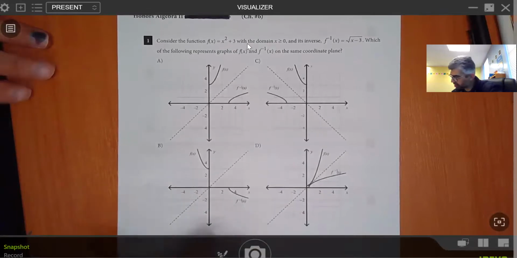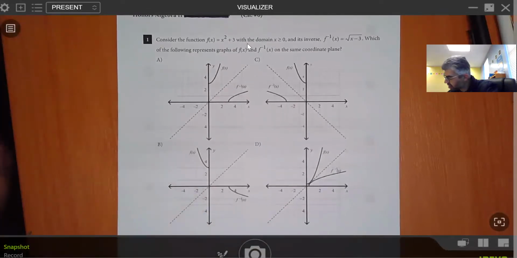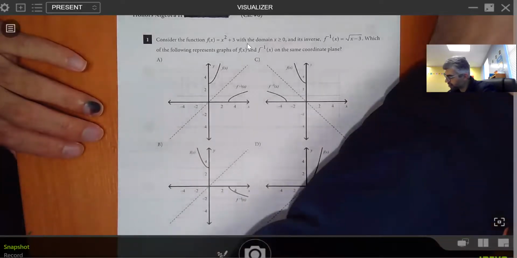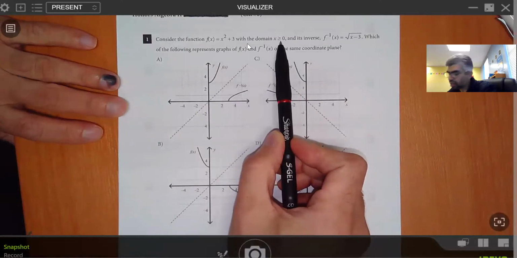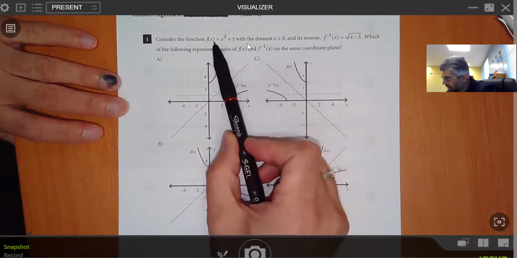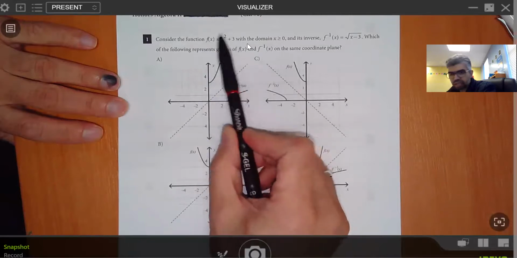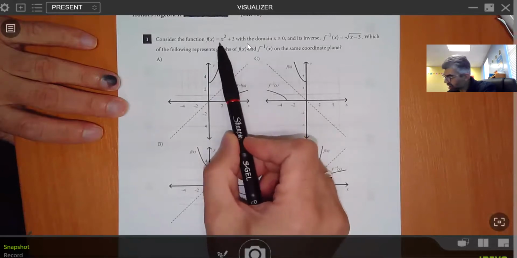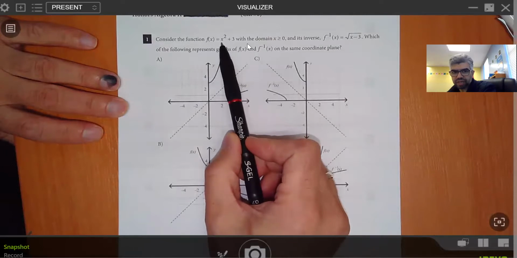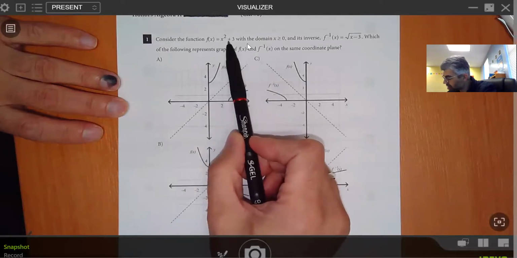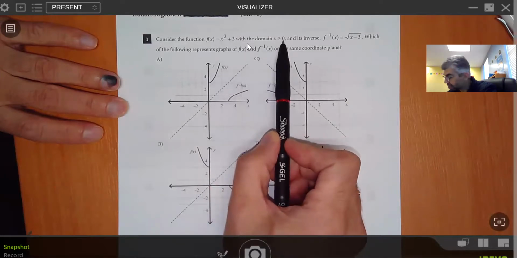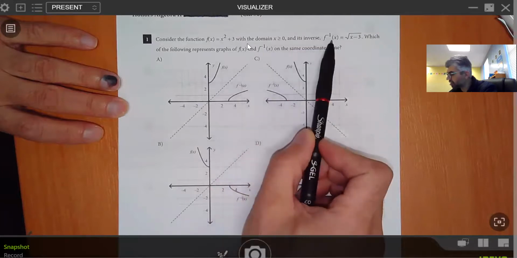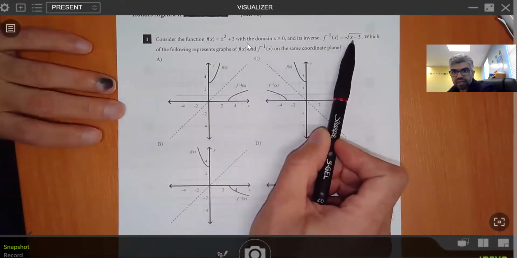The first question says, consider the function f of x is x squared plus 3 with the domain x greater than or equal to 0. Remember, what was the reason here? Because normally the domain of this function is all real numbers, right? But here it's given with the domain x greater than or equal to 0. It's because here we consider also its inverse. Inverse is square root of x minus 3.